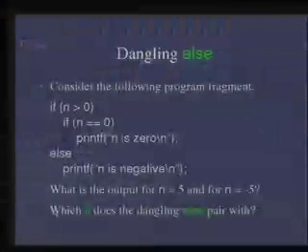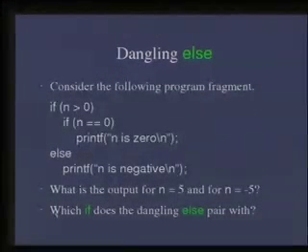Okay, let's now consider a common problem associated with if-else statements, and that's called the dangling else problem. Let's consider the following program. If n is greater than 0, then within that, if n is equal to 0, printf n is 0, else printf n is negative. So the question I want to ask is, what will be the output of this program segment for initial values of n equal to 5 and for n equal to minus 5? Now the answer to that will depend upon whether this else is paired with this if or with this if.